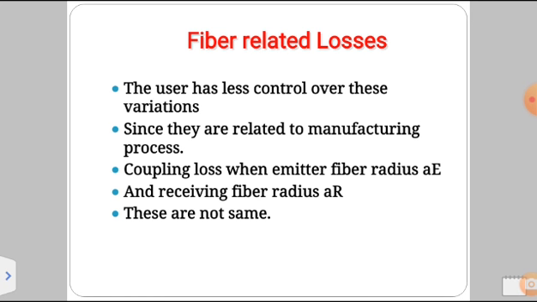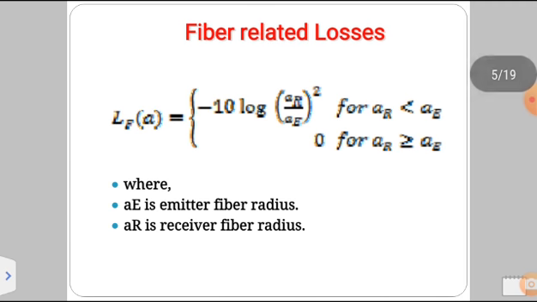And here, in terms of AE and AR, we can understand. AE may not be the same as AR. AE is nothing but the radius of the emitting end of the fiber. AR is the radius of the receiving end of the fiber. When we are joining together, by permanent connectorization or temporary connectorization, these may not be the same, may not be aligned. There is a disalignment, there is a misalignment. So this causes certain fiber joint losses.